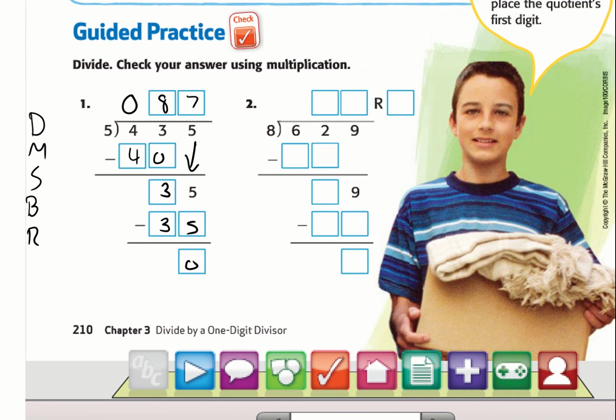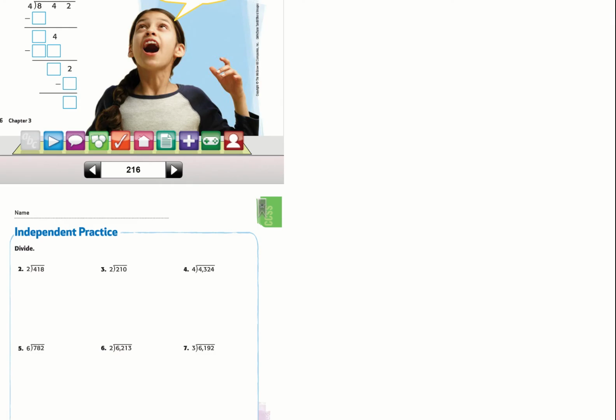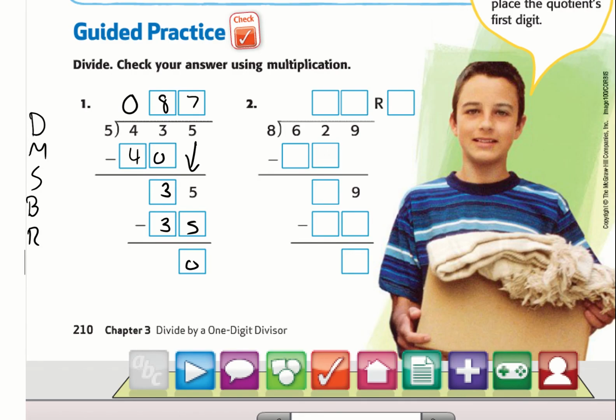So number 2. What did I do? 8 cannot divide into 6, so I always say 0. 8 divides into 62 though, 7 times. 7 times 8 equals 56. We're going to subtract that to equal 6. 8 goes into 69 8 times. 8 times 8 equals 64. We are no longer bringing down, so that's going to be a remainder.